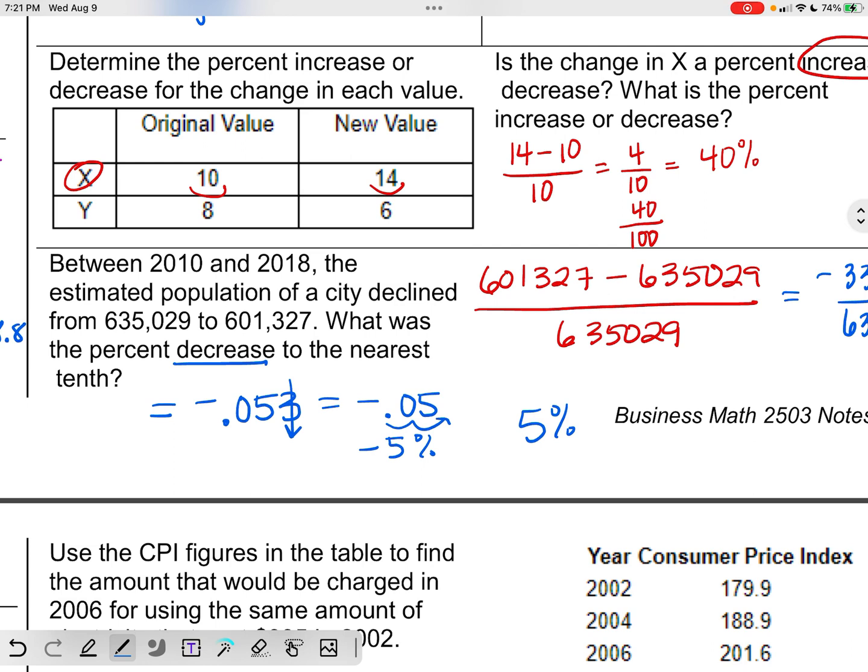All right. That was chapter 3, percentages. Good job, everyone. Appreciate y'all sticking with me.